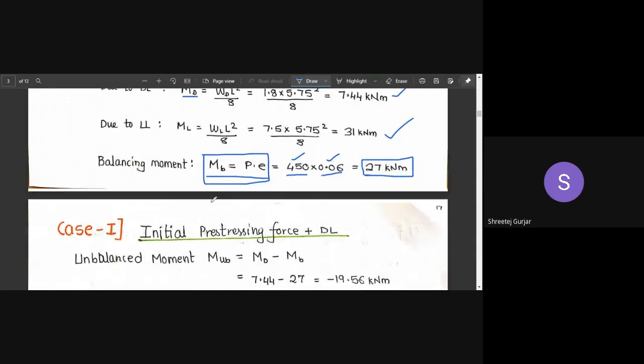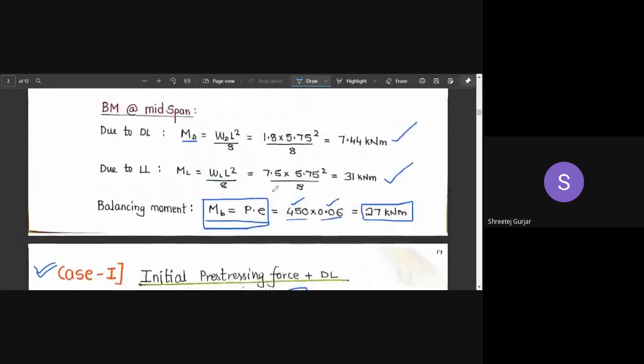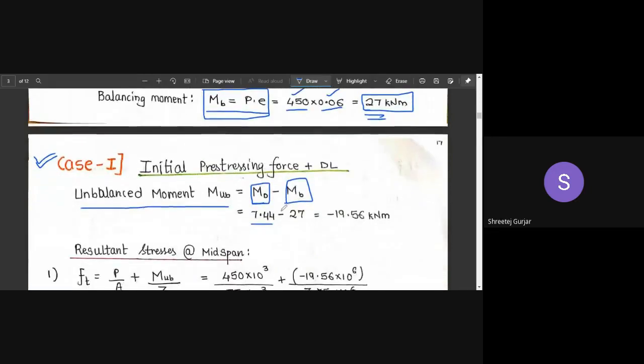Okay, so now moving to our first case. So we will calculate initial pre-stressing force plus dead load. So what is the unbalanced moment? MUB is equal to your moment due to dead load, and then your balancing moment you have to deduct. So moment due to dead load we have calculated 7.74 right here, and then this is your balancing moment 27. So from 7.74 minus 27, you get the unbalanced moment. Okay, so this is the amount of moment that is unbalanced in your beam.